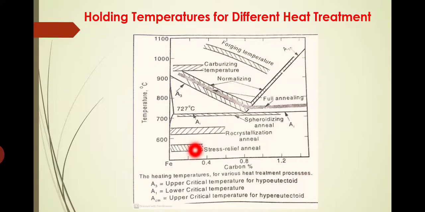And of course, for stress relief annealing, the purpose is only to relieve the stresses that are created by cold working. In that case, the temperature will be much lower compared to all the other heat treatment processes. So I think this diagram is giving you a clear idea about the different holding temperatures for different heat treatments. If the question is asked for 14 marks to explain annealing, normalizing, and carburizing, everything together, then it is easy to draw this. This single diagram is enough to draw. With this diagram you can explain everything.